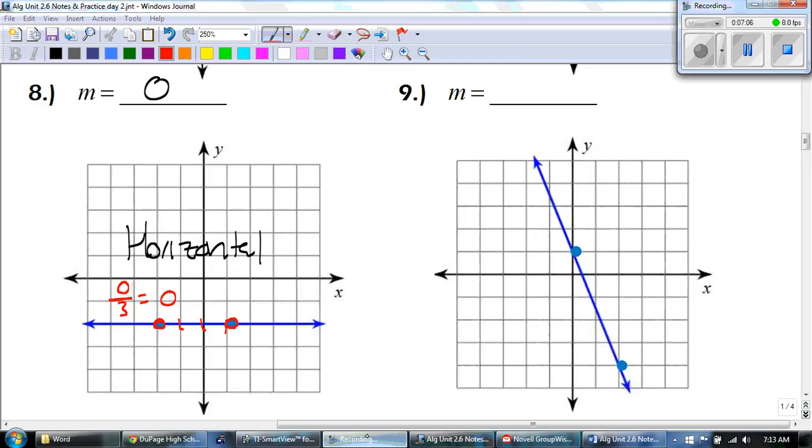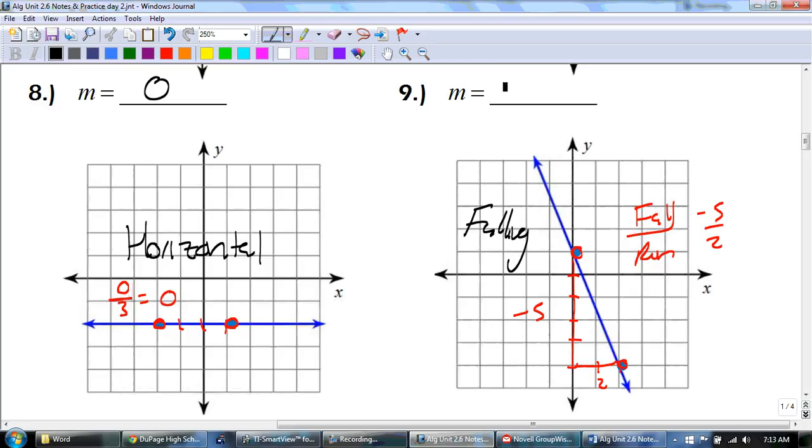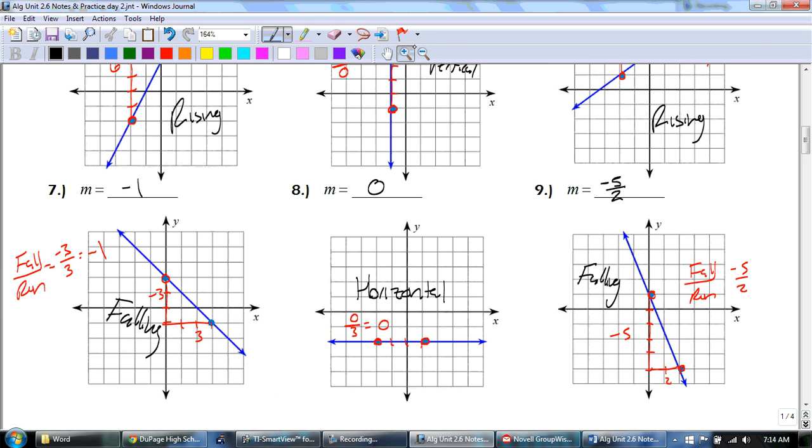Okay? All right, number 9, you guys are on your own. Go ahead and pause the video, and good luck. Okay, right away I knew that this graph was falling, so it's fall over run. I go down 5 and over 2. I can't reduce that slope, so that's what it is. All right, let's go ahead and flip it over.